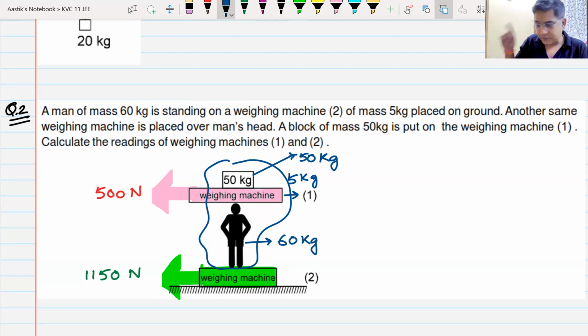Everyone understood what the problem is? A weighing machine only measures the force applied by whatever is on top of it. It does not know who is standing on top of it, the man, or what is on top of the man. It will just measure them as one. Do we understand this?